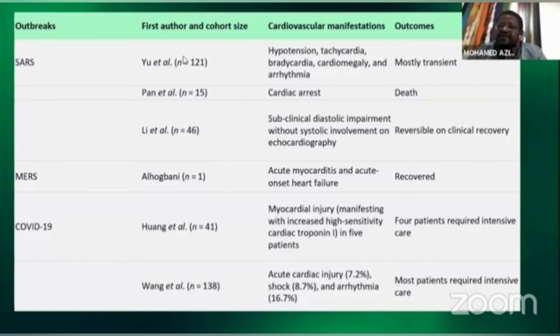The main cases were from Wuhan in the first month in February. They had like 138 total cases, and they got like 7.2% cardiac manifestations. Initially they mentioned mainly it is myocarditis, but none of these patients had any confirmation by endomyocardial biopsy. And most of the patients with cardiac injury ended up in intensive care, and the mortality was high among cardiac patients. Next slide, please.